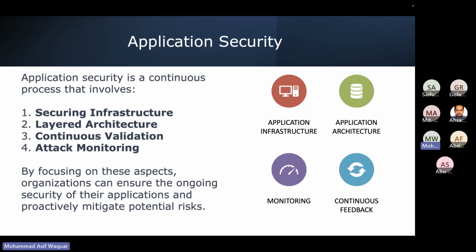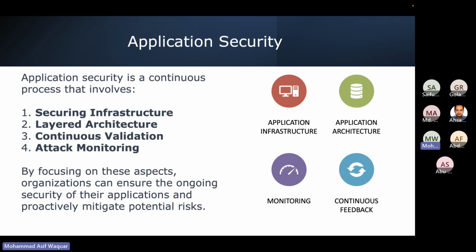Then we have continuous validation at the different stages in DevOps. We have the gates concept, and that's how we are validating. Whoever is creating the pull request, we are reviewing the code, and that's how we are ensuring the security of the code. And for attack monitoring, if some attack happens, the requests are filtered at different levels. So that's how we are ensuring security at the application level.